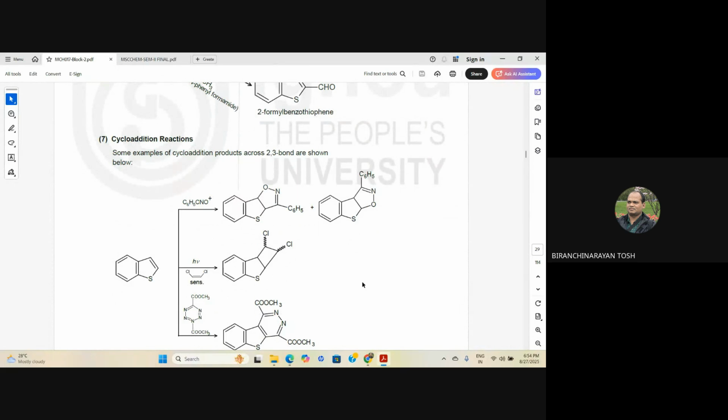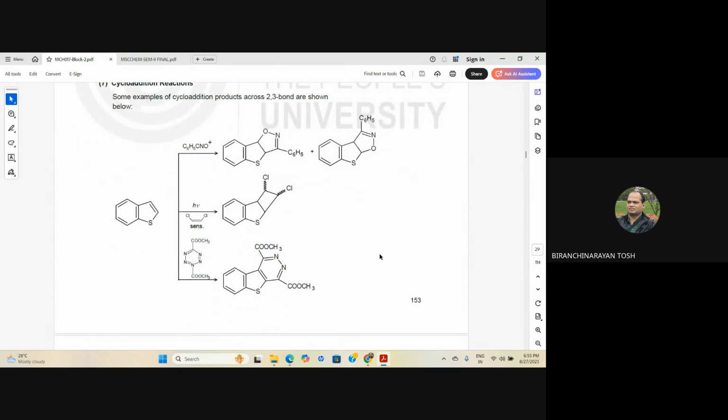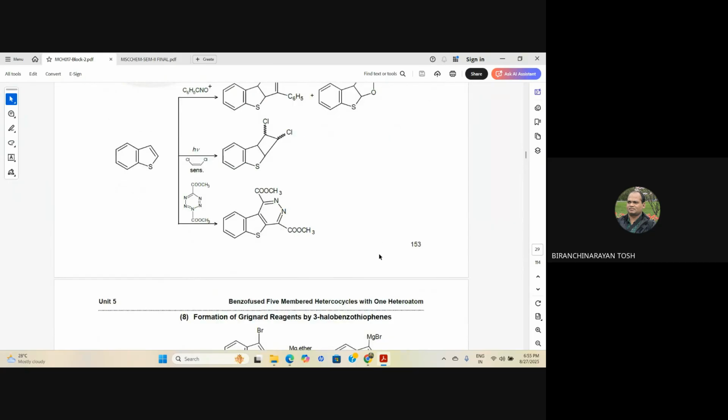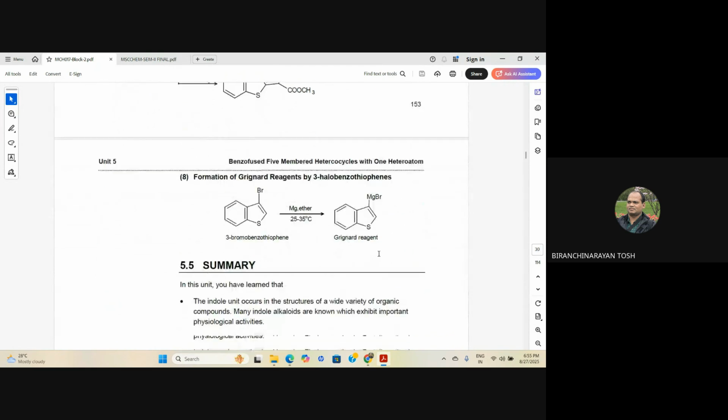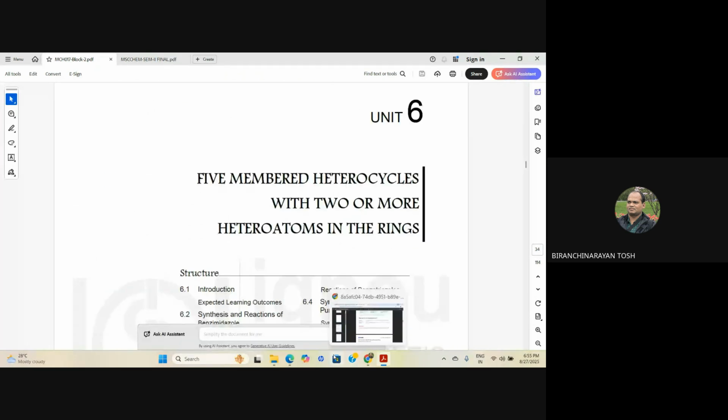Cycloaddition reaction forming a three-ring system: a cycloaddition product across the 2-3 bond. This one is shown producing this type of compounds. So this is all about benzothiophene. You can go through these things. Some terminal questions are also there with answers.